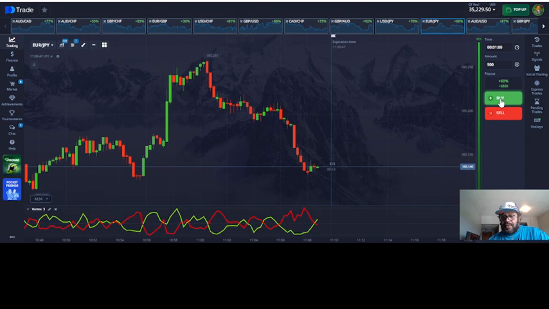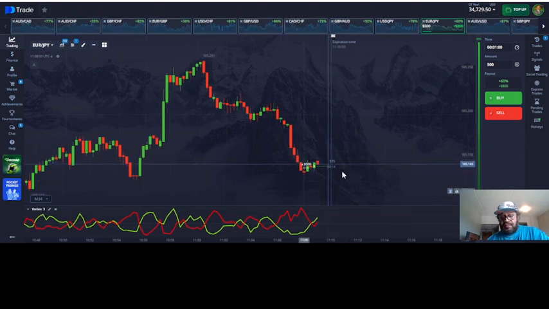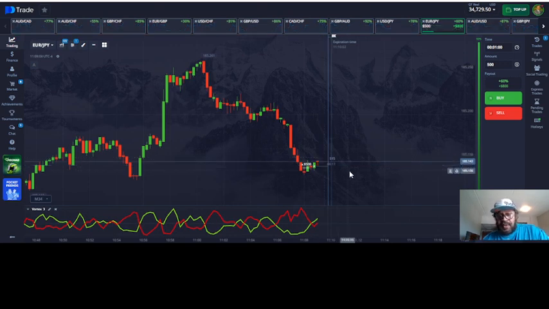All right, there we go. So the cross occurred here, and I went ahead and took a buy trade. The green plus VI line crossed the red VI line here in an upward direction, which tells me there's a bullish reversal occurring here. So let's watch this trade and wait for the expiration.